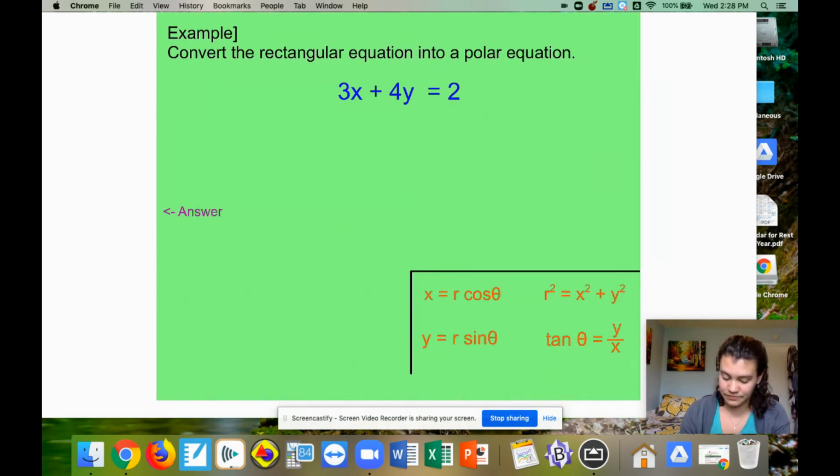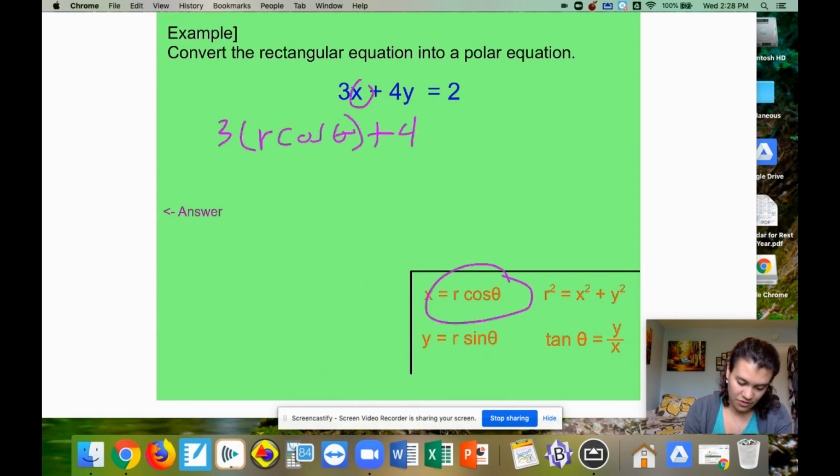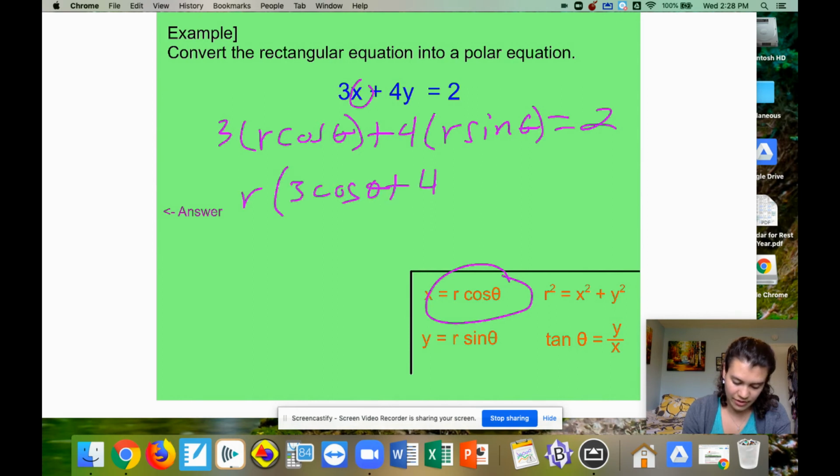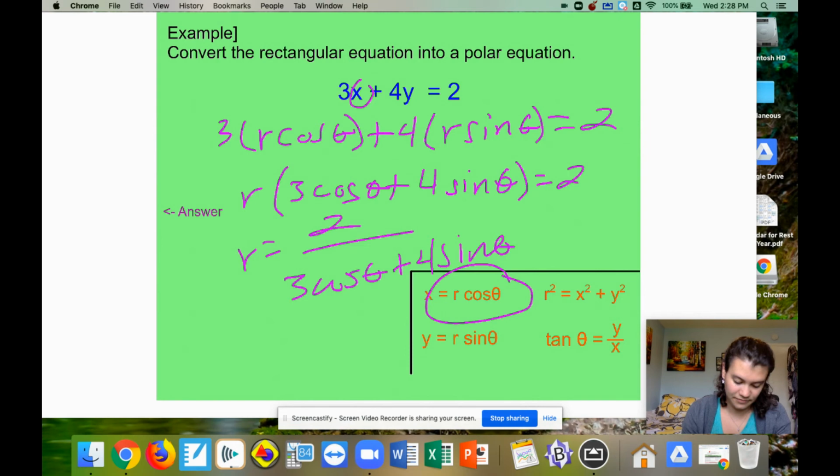Here's another one. So replace the x with your r cosine theta, y with your r sine theta, all equaling 2. And then we need to solve for r still. So you can factor the r out front and get r times 3 cosine theta plus 4 sine theta equals 2. R equals 2 divided by 3 cosine theta plus 4 sine theta. And that's your answer.